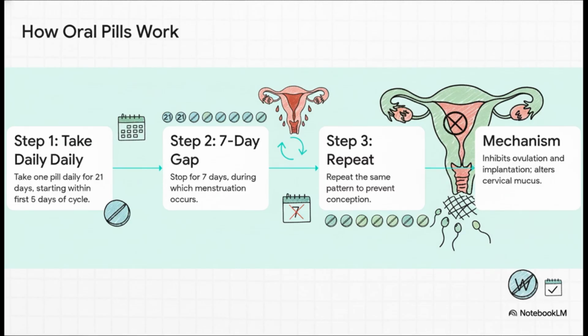Then you take a 7-day break when you get your period, and then you start a new pack. The hormones in the pill do a few things. They stop ovulation from happening, they change the lining of the uterus so an embryo can't implant, and they thicken the cervical mucus to block sperm. Pretty effective. And remember Saheli? That's a special once-a-week pill with very few side effects.